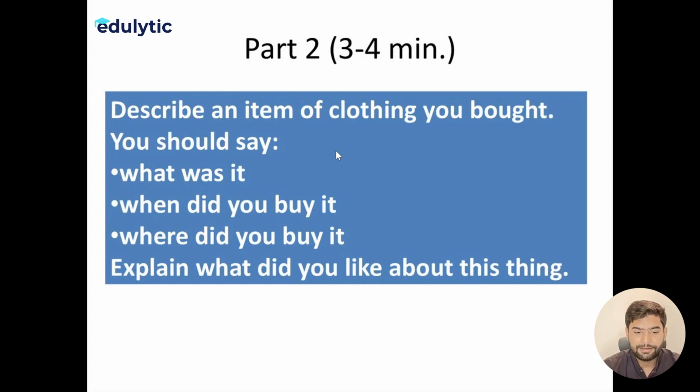It says, describe an item of clothing you bought. You should say what it is, when you bought it, and where you bought it. Explain what you liked about this item in particular. So this is your cue card. You will be given 1 minute with a pencil and paper to write down your points and prepare your upcoming talk. And then you have to speak over it for 2 minutes straight, and that would be a one-person speech.